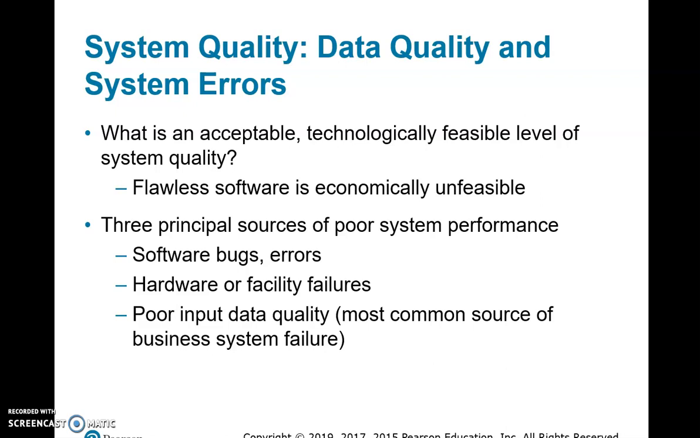In system quality, data quality and system errors are important. What is an acceptable, technologically feasible level of system quality? Basically, it is flawless software, but that is economically unfeasible. There are three principal sources of poor system performance: software bugs or errors, hardware failures, or poor input data quality. Poor input data quality is the most common source of business system failure. They also say this as garbage in, garbage out.